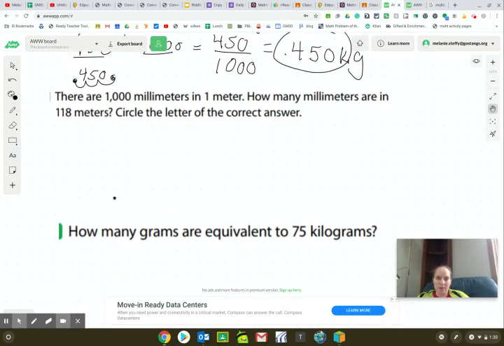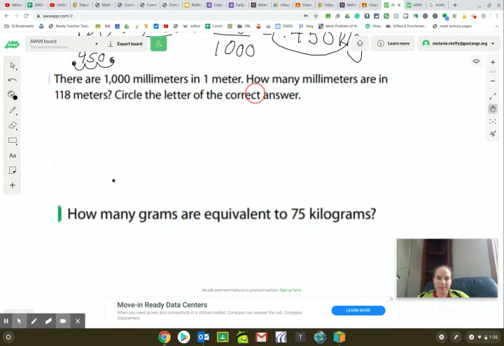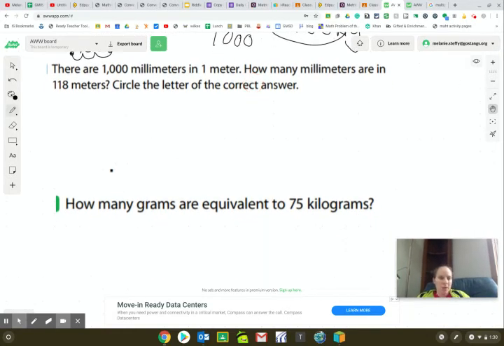Let's look at the next 2 problems here. So we have, there are 1,000 millimeters in 1 meter. How many millimeters are in 118 meters? Circle the letter of the correct answer. Well, we're going to get rid of that circle the letter of the correct answer because I took the multiple choice part out. So let's look here.